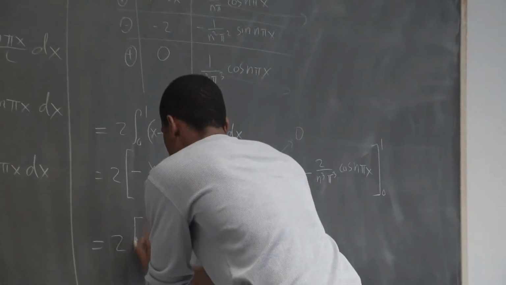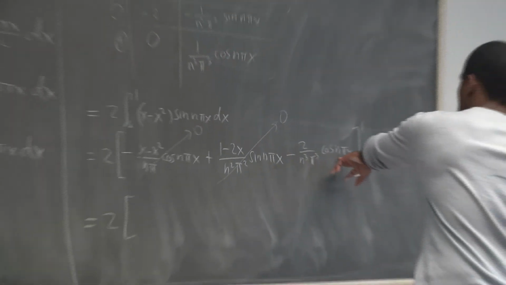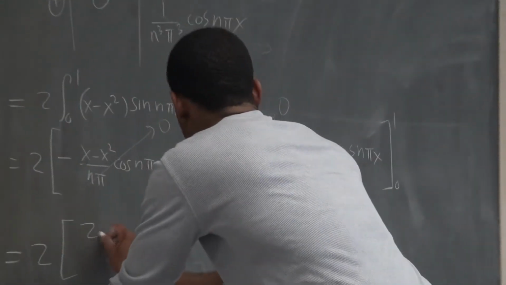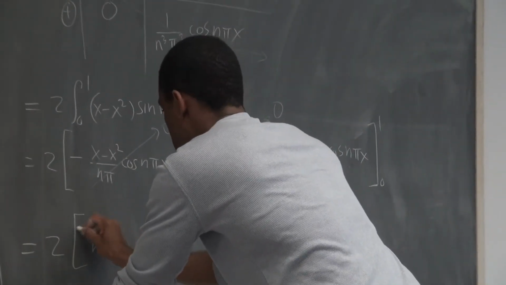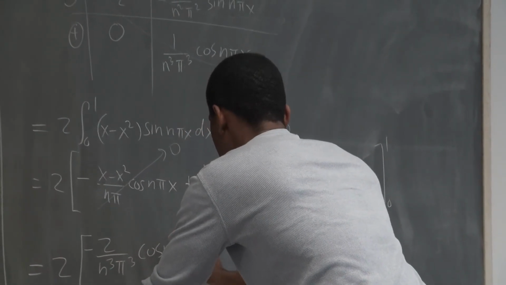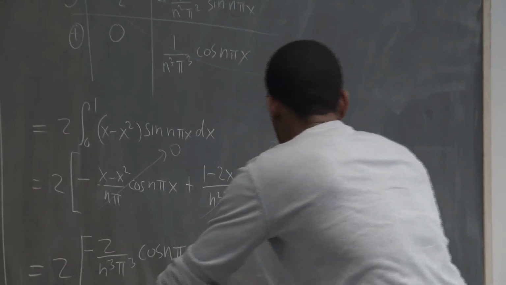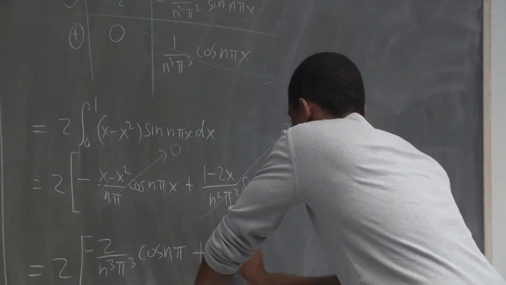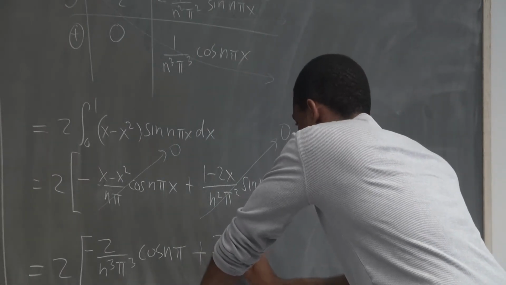So this ends up being 2, plug in 1 here, minus 2 over n cubed pi cubed cosine n pi, plus 2 over n cubed pi cubed.